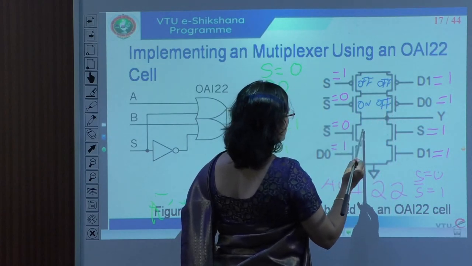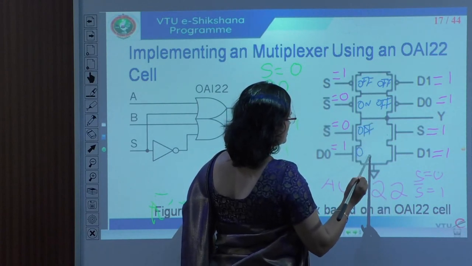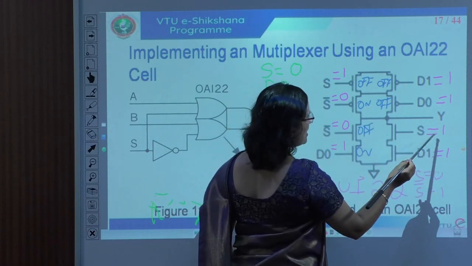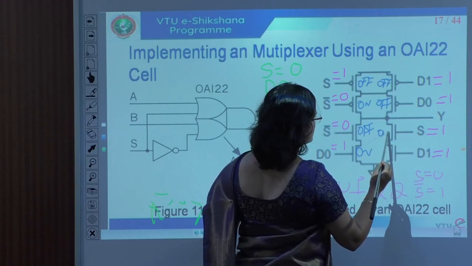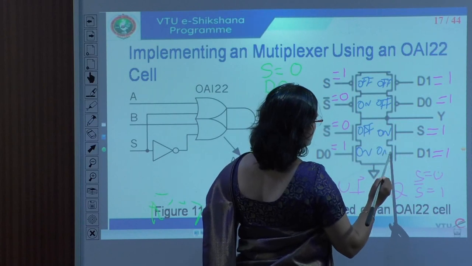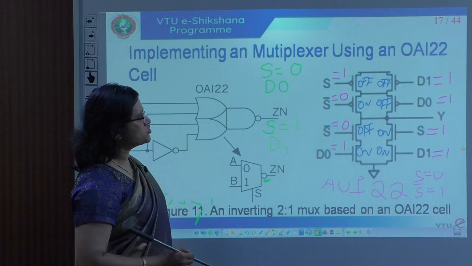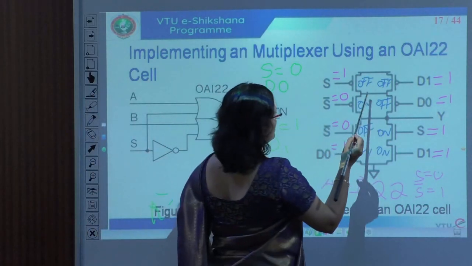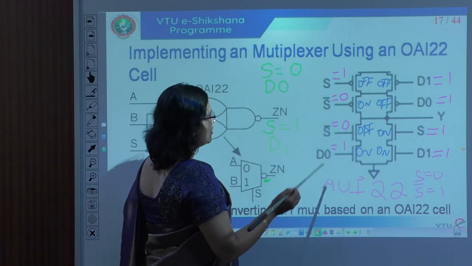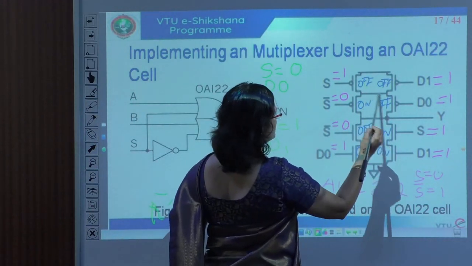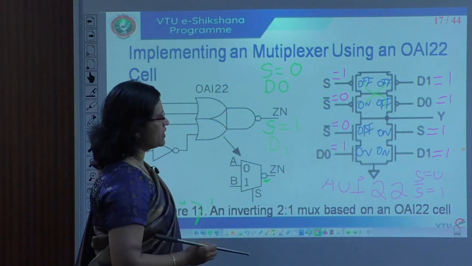So, here the S bar is 0, so it is off and D0 is on, and here S is equal to 1. So, since S is equal to 1, this is on, D1 is also 1, this is also on. Now you can see here, there is no series path because the switches are off. So, your output Y is not pulled up to the supply voltage.